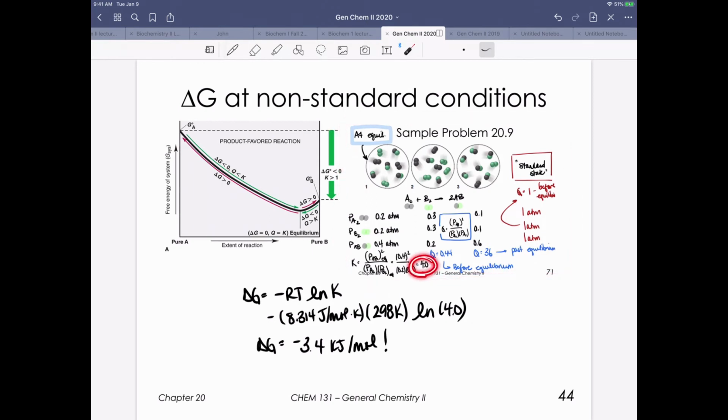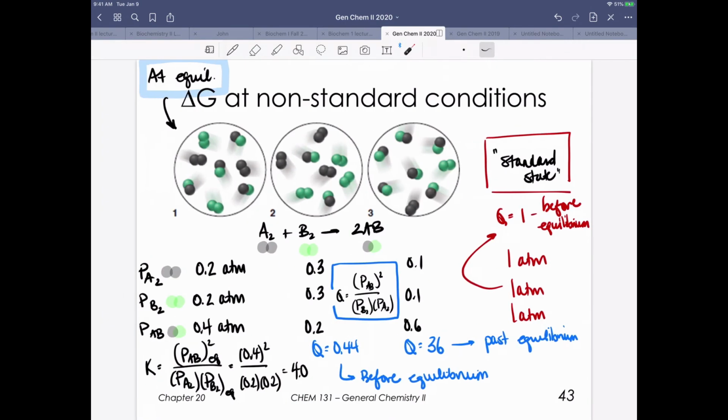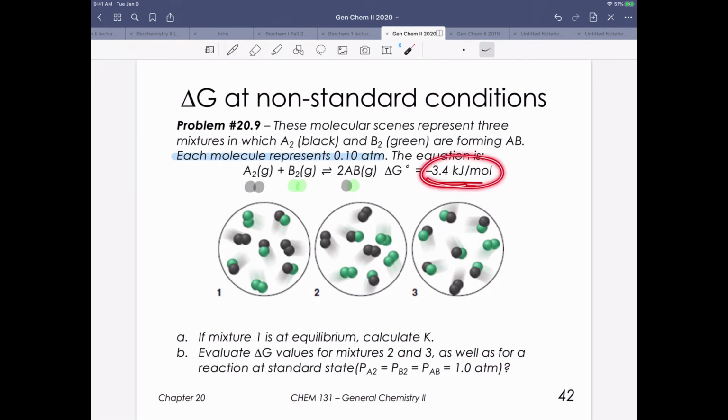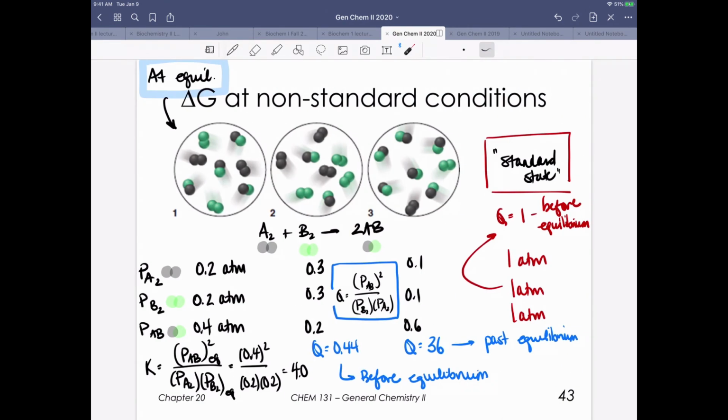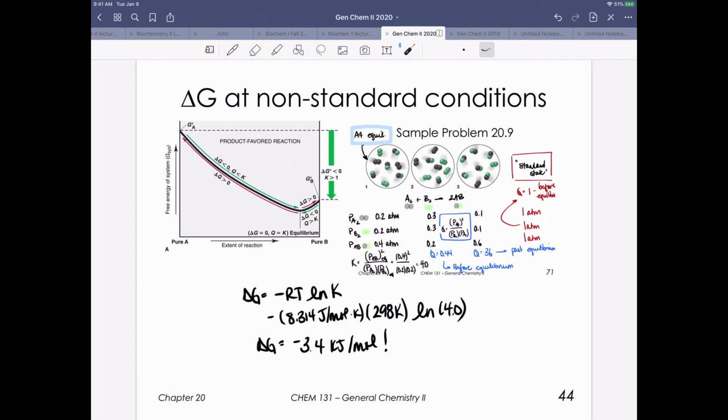If I take what that K value was, remember we have this important magic equation, delta G equals minus RT ln K. R is going to be our constant that allows us to think about energy, so that's going to have units of joules per mole. Temperature is 298 K, and I'm going to take the ln of our K, which was 4. Put that in, and I actually get minus 3.4. That was actually what they told us that delta G was. So just a proof of concept there that we did get the right K value.